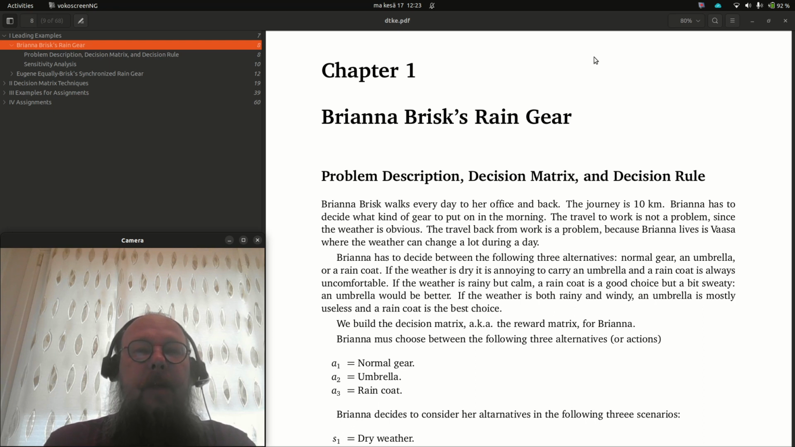And in the first section of this chapter 1, which is this video lecture, we consider first the problem description, so we tell what the problem is. Then we build a so-called decision matrix for this problem, and finally we consider the decision rule and the optimal decision.